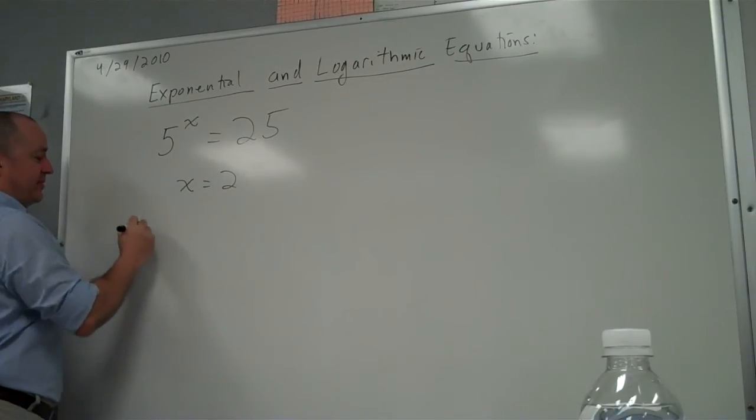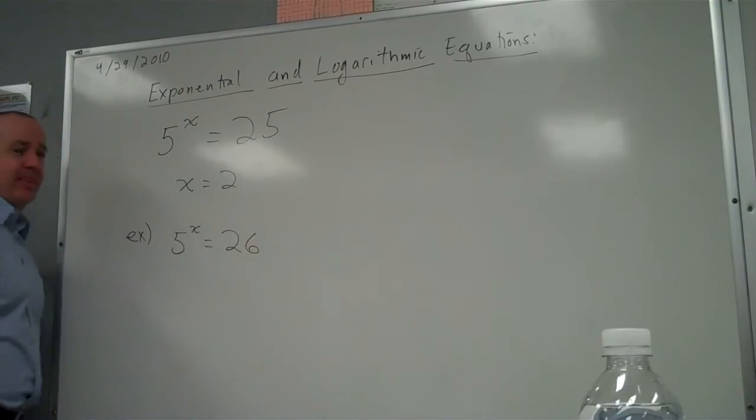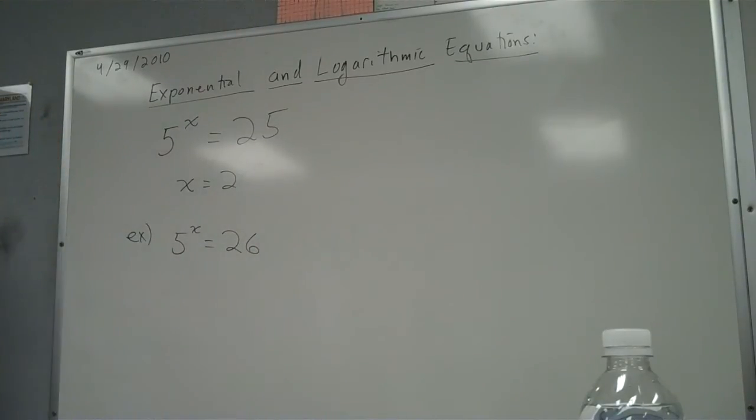New example. 5 to the x equals 26. I can tell you it's going to be something pretty close to 2. Give me 2 point something. Maybe not even 2.1. Probably even smaller than that. But what you don't have is an exact method for solving that. For that matter, you don't have an exact method for solving this.